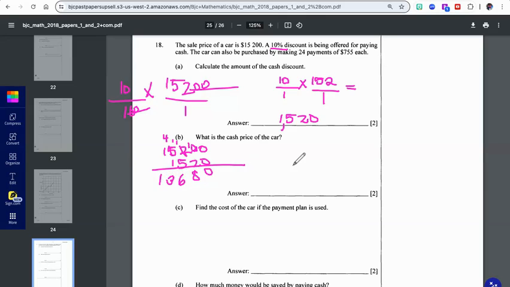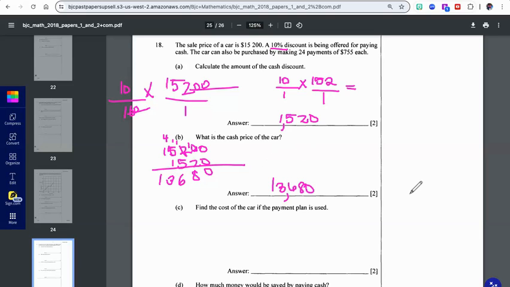Good. I saw this coming in a lot. So what is the cash price of the car? The cash price of the car is 13,680. Good. Then it says find the cost of the car if the payment plan was used.